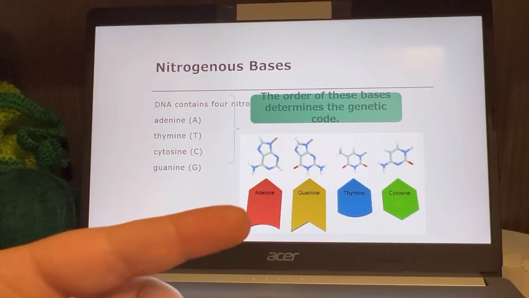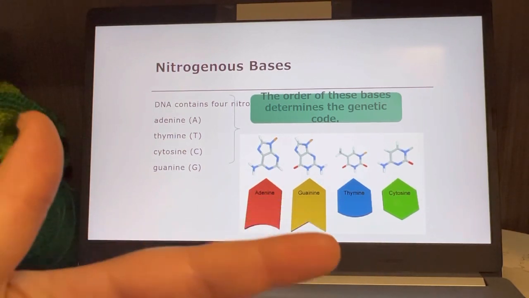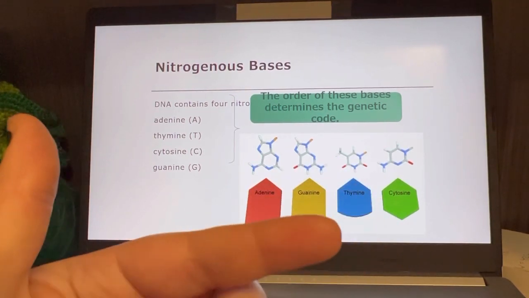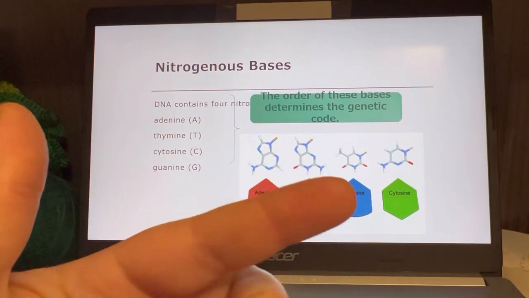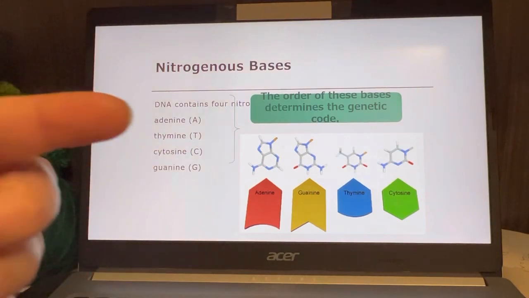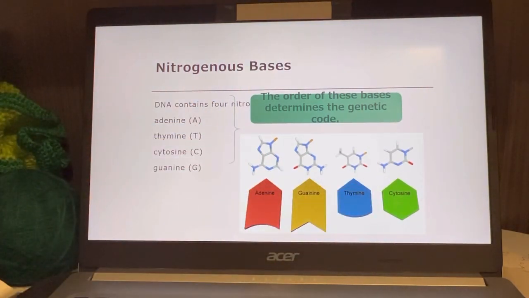Some people draw their bases like this. So adenine has a curve, guanine has a triangle, thymine, triangle, thymine, curve, cytosine, triangle. But these parts here, the chemical structures, are the same. The order of these 4 bases determines your genetic code.